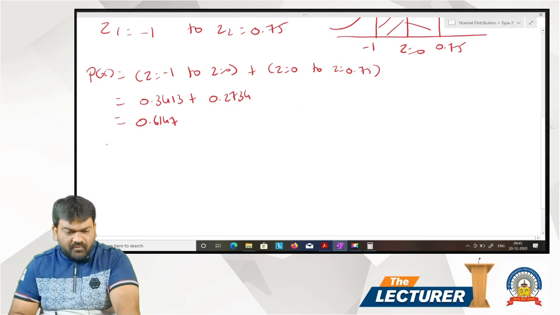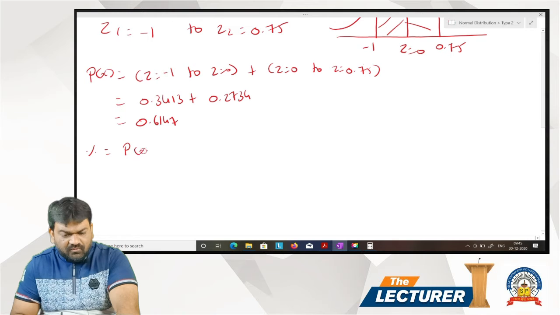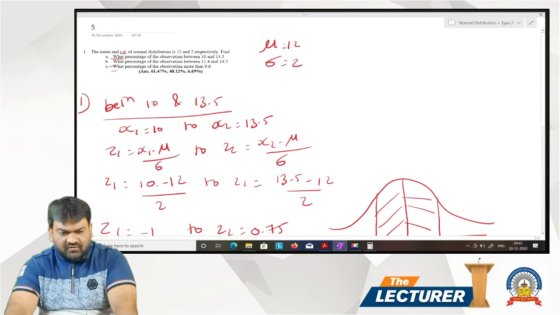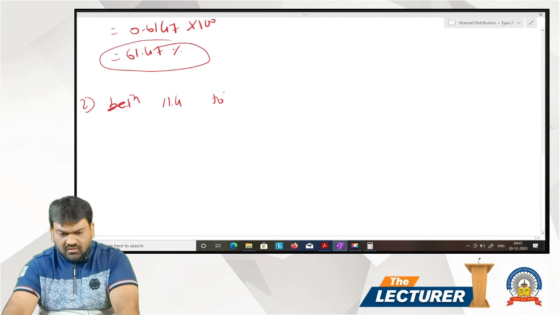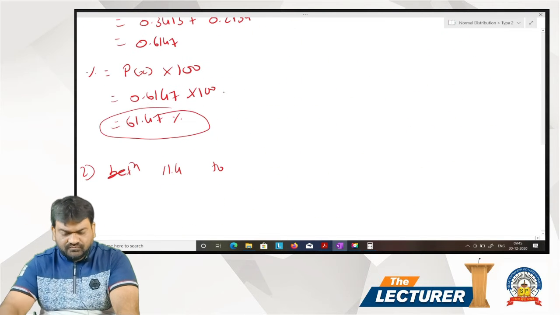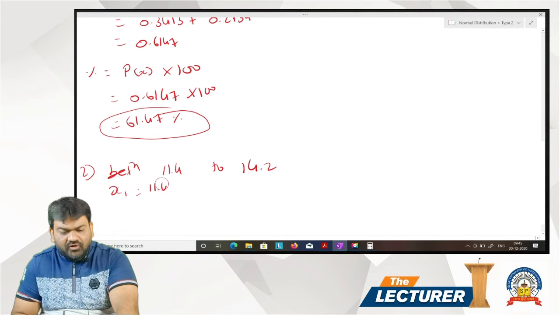Now we have to find out the percentage. So percentage is equal to probability multiplied by 100. 0.6147 multiplied by 100, that is 61.47%. This is your first answer. Second one, between 11.4 to 14.2. x1 is 11.4 to x2 is 14.2.